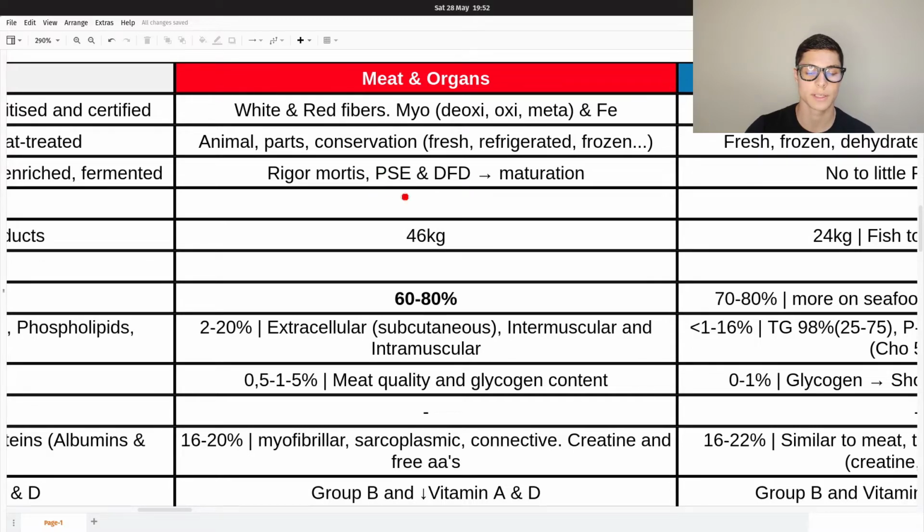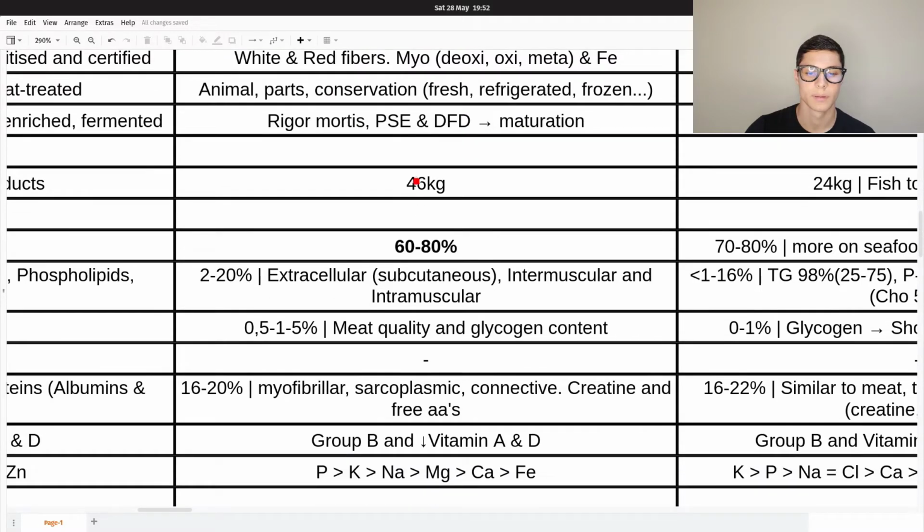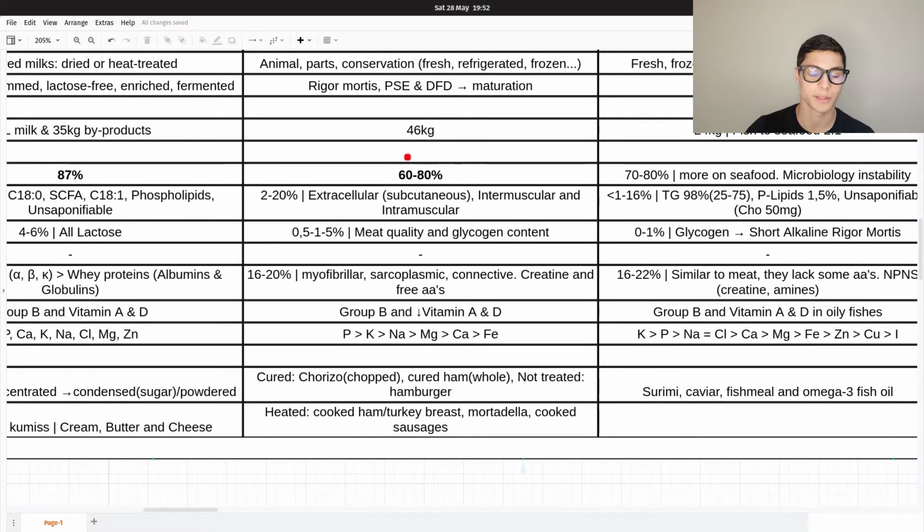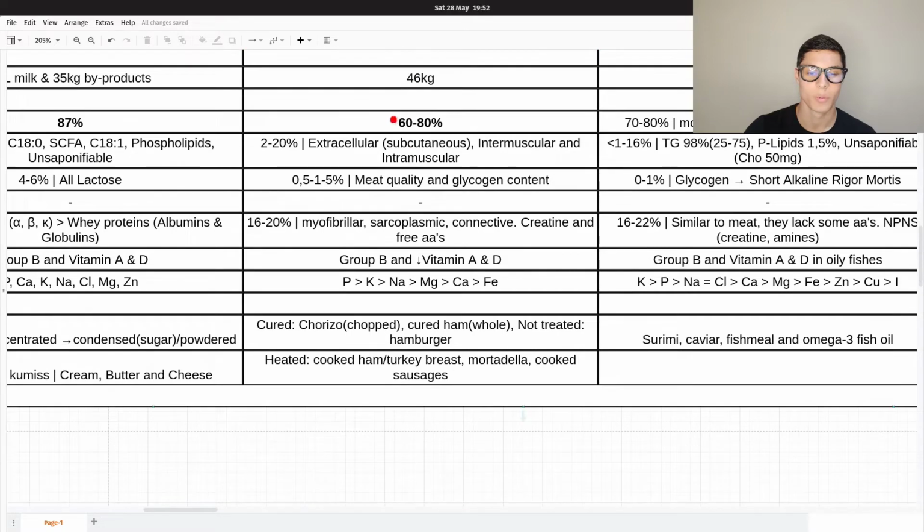Indeed, this is the best case scenario, where the meat is pale, soft, and exudative. The contrary is dried, firm, and dark. When past the rigor mortis, we have maturation in meats. Meat consumption in Spain, 46 kilos, is quite a lot. Water content, 60 to 80%.